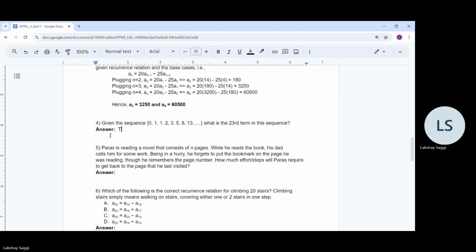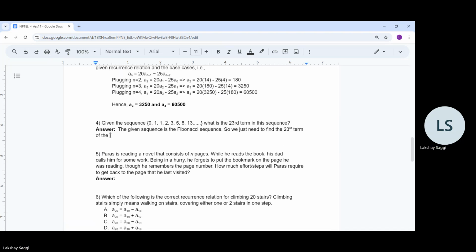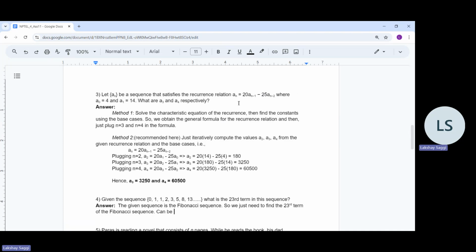So the given sequence is the Fibonacci sequence. And what we need to do is find the 23rd term of the Fibonacci sequence. So this is again similar to this question. We have an equals an minus 1 plus an minus 2, and we have to calculate a23.